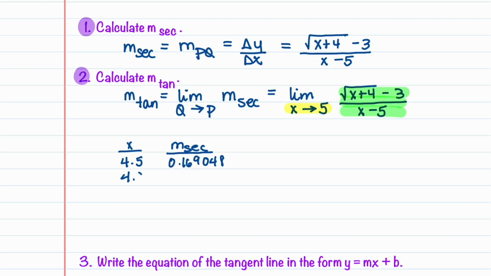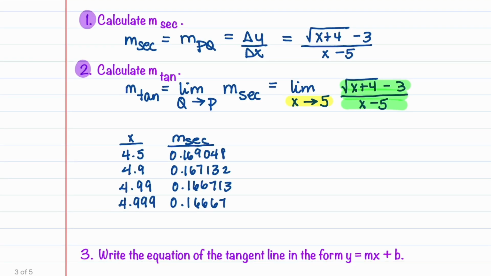Now we're going to let x get closer to 5, so I'm going to make a big jump and say x is 4.9. Plug that into the calculator, and you get 0.167132. Now we're going to get closer to 5, so we say x is 4.99, and we get 0.166713. And now let x be 4.999. That gives us a slope of the secant line of 0.166636 and then 71.